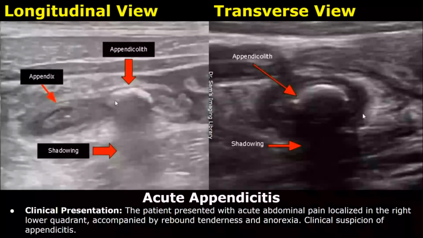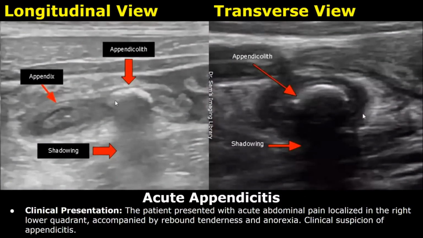Here is a case of appendicitis with appendicolith. The clinical presentation is almost similar to the previous one. This patient had anorexia.